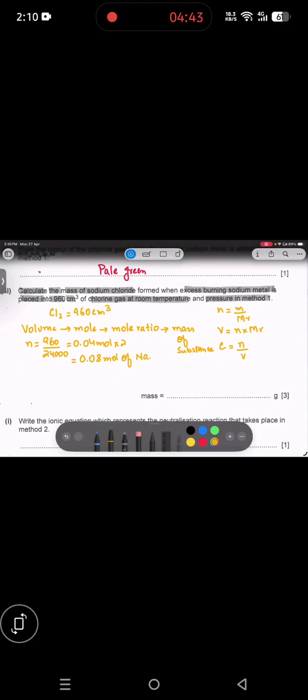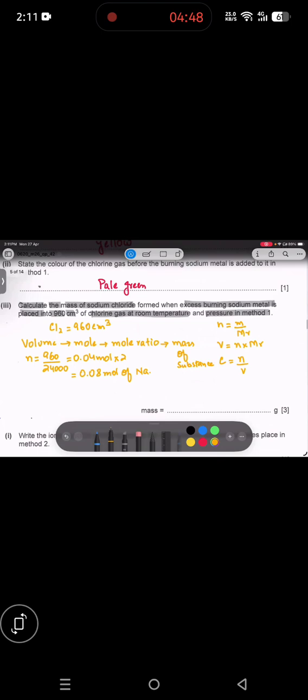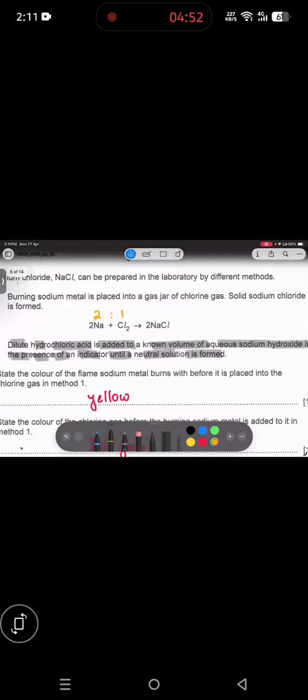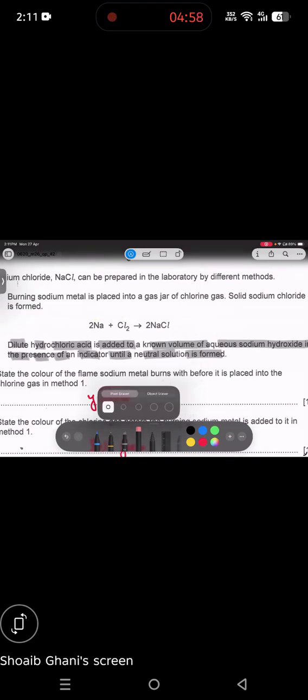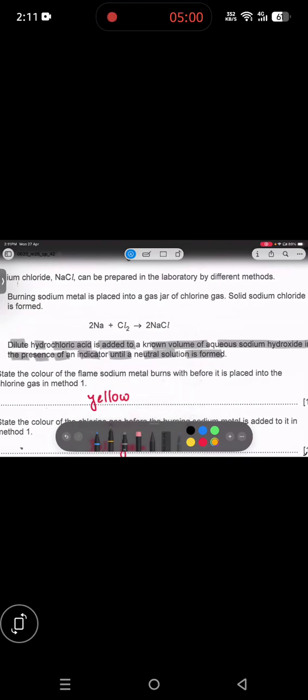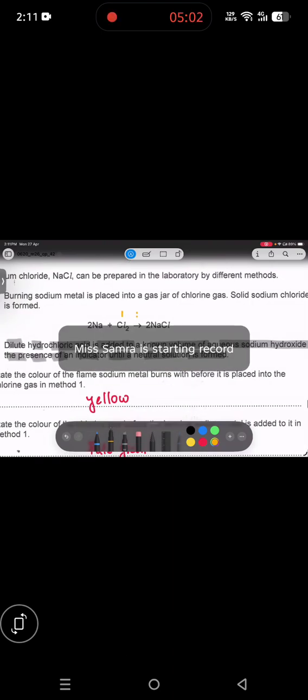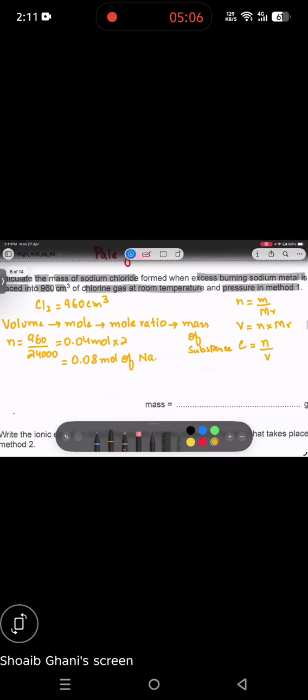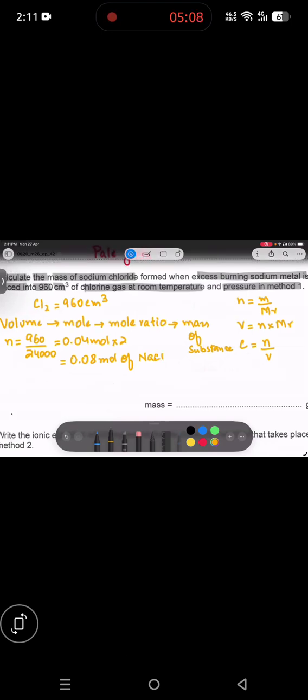Now we have to calculate the mass. Sorry, one more thing, I have made a mistake here. They are asking for the sodium chloride, not for the sodium. So this ratio is the same here. The ratio is the same, 1:2. So we have calculated the moles of sodium chloride here.